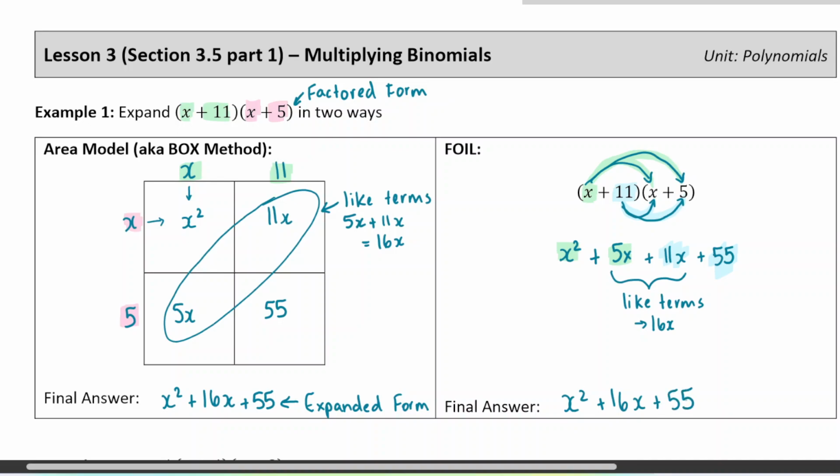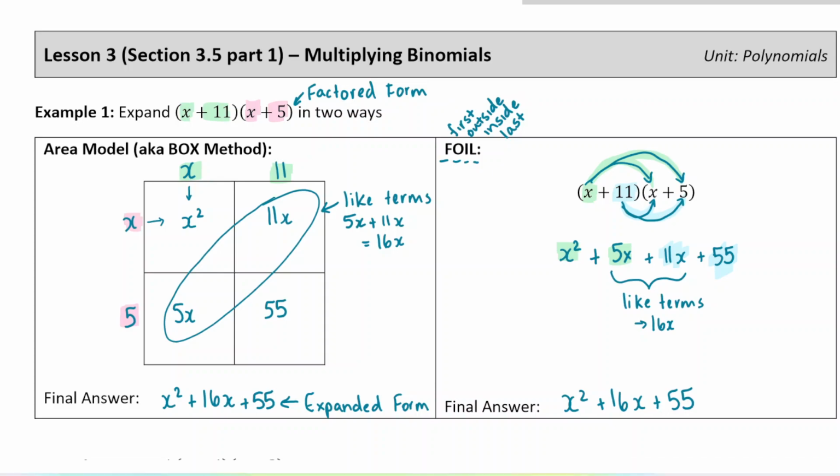So if you're wondering why this is called the FOIL method, it's because the letters F-O-I-L actually stand for which terms you're multiplying. So F stands for first. So you multiply the first two terms in each bracket, then the outside terms, then the inside terms, and then the last terms. So that's why it's called the FOIL method, but I like to just draw those rainbow arches, and that helps me visualize it a little bit better.